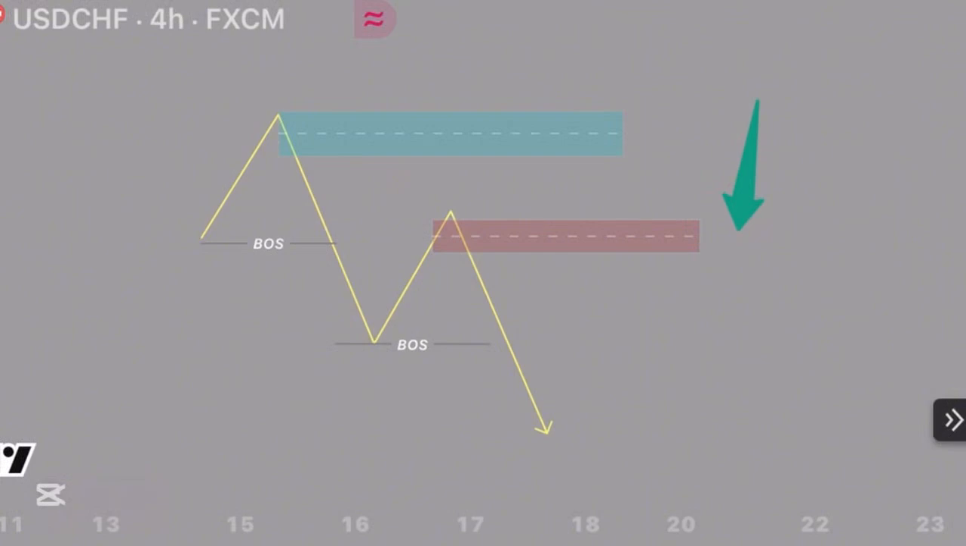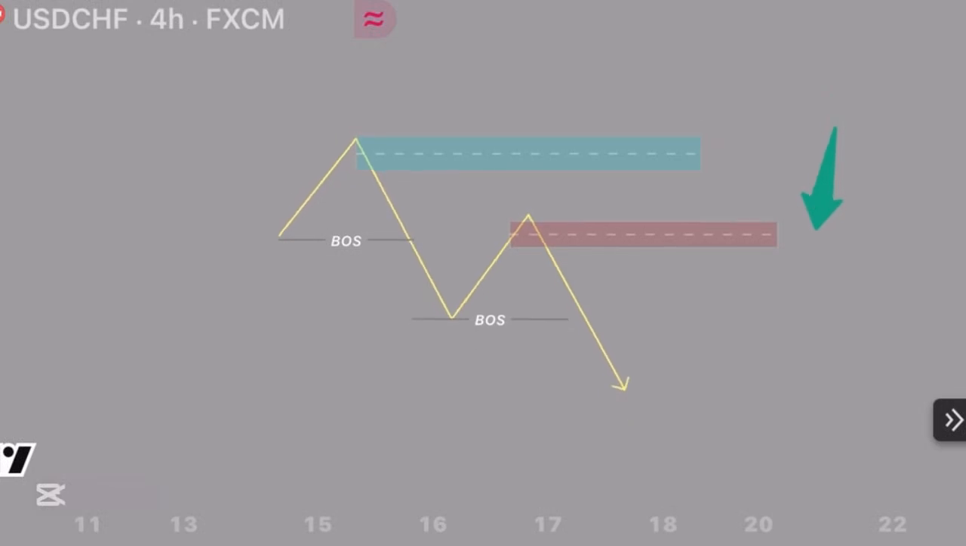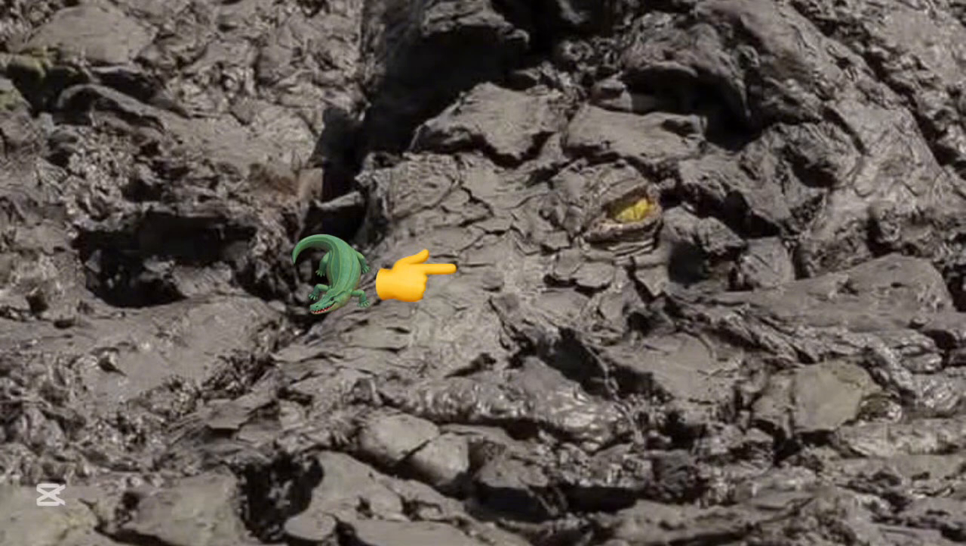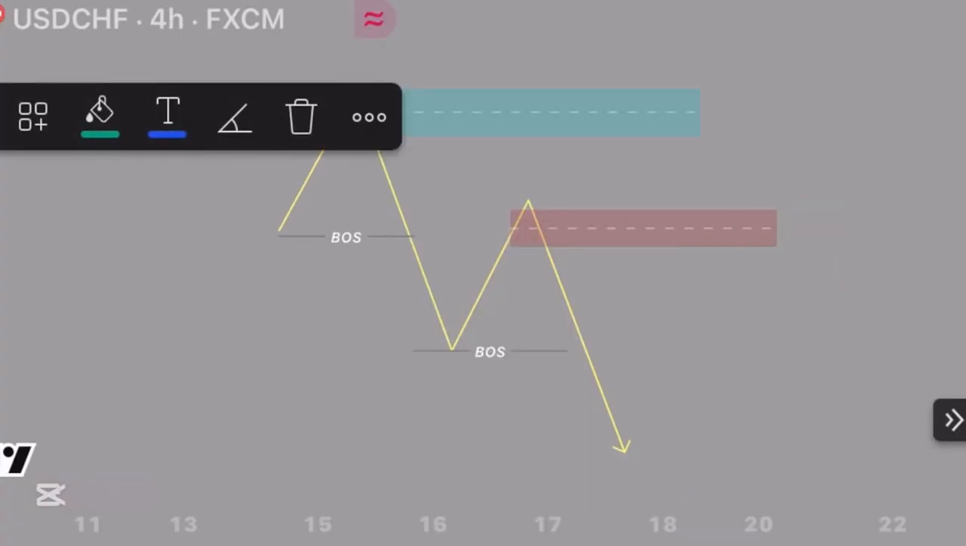Now, what is inducement? Inducement, in a common word, is just a trap. It's just a trap to lure people in forex. It's just a trap set by the market. These zones often look like the best zone to trade from, but when you look closely, you see that it's just a crocodile disguised in mud, because most often it doesn't hold.